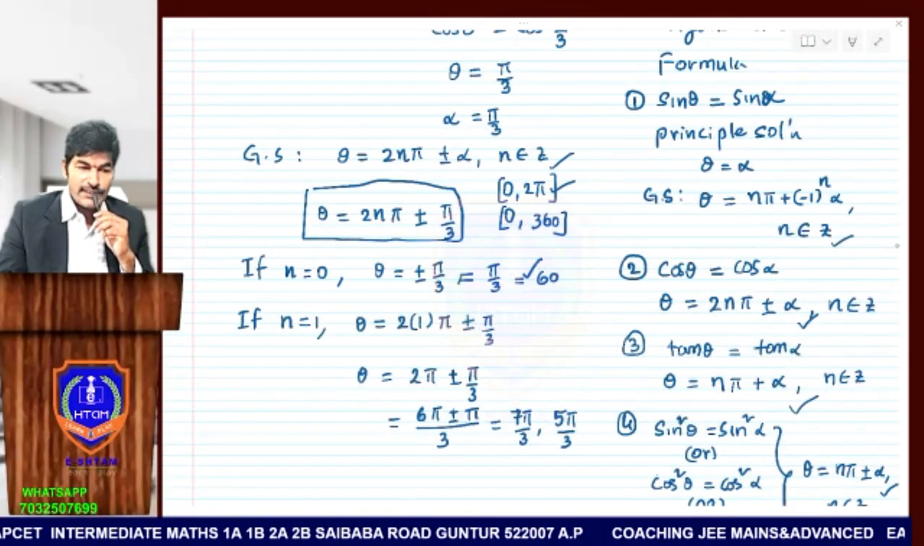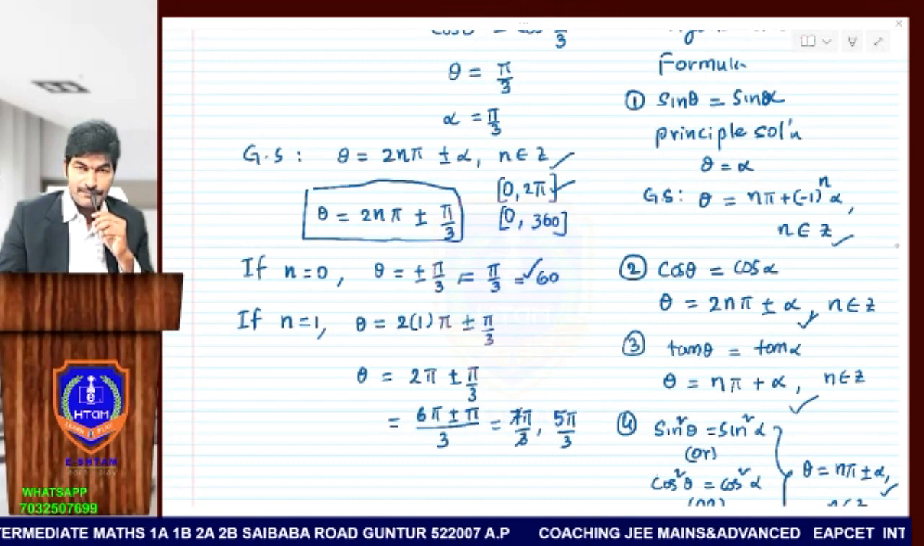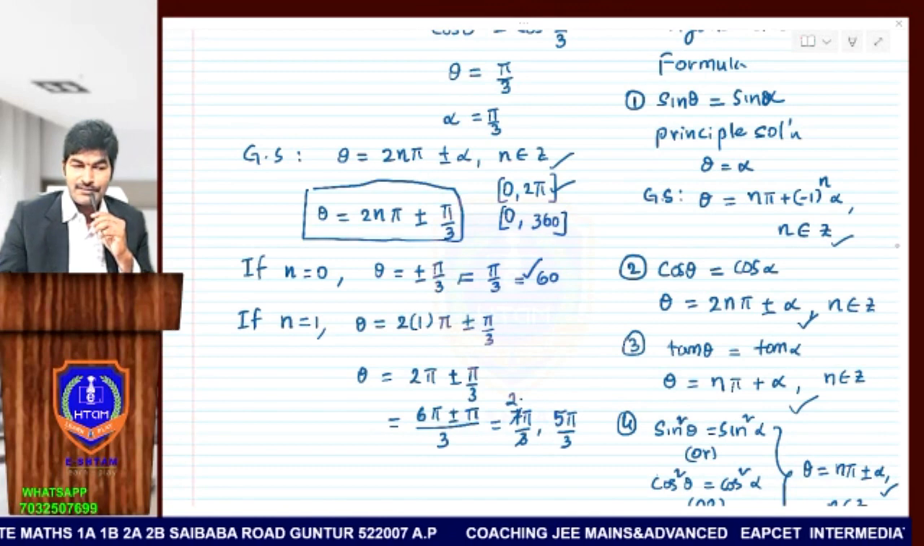Now, think about 7 pi by 3. Is it crossing the 2 pi value? Can you divide 7 by 3? Yes, you can, right? How many times? Approximately 2 point something, 2.8. It was crossing the value. So we are not taking this value because it crossed 2 pi.